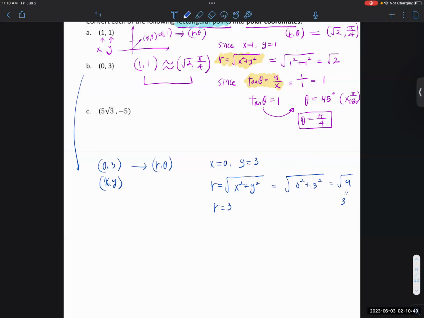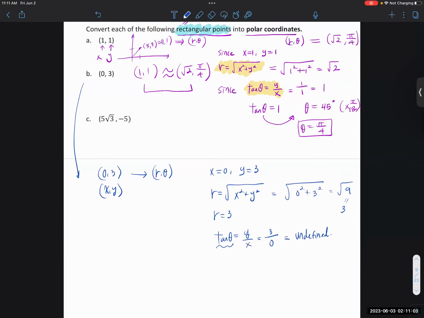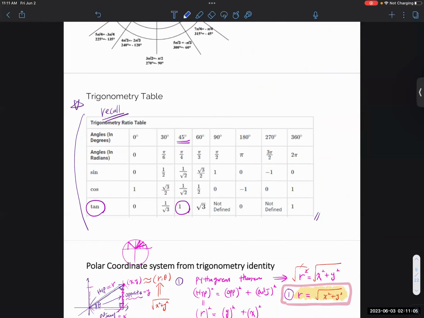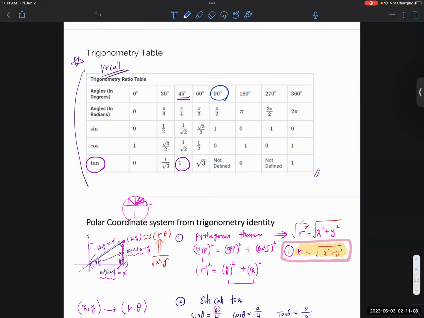Since we know x and y, I'm going to use tangent theta, which is y over x. So it is going to be 3 over 0. Whoa. If you divide by 0, it's undefined. So which angle gives you undefined with the tangent? Tangent of 90 or tangent of 270, both angles give you undefined.